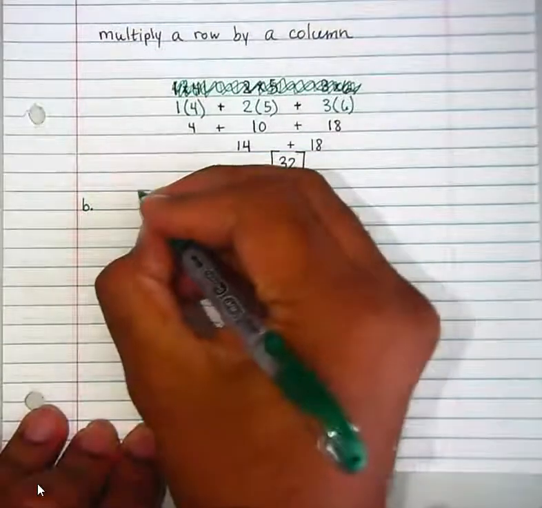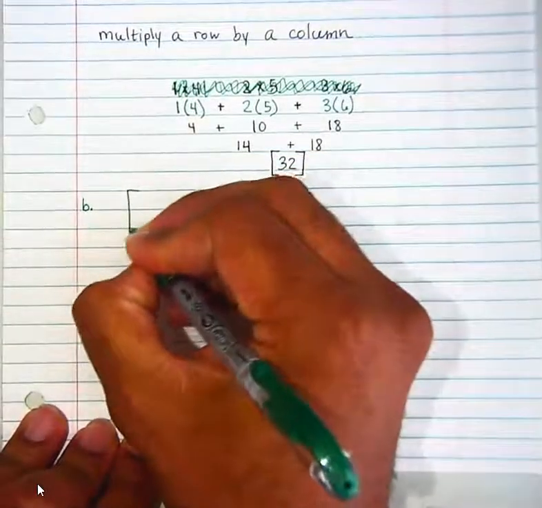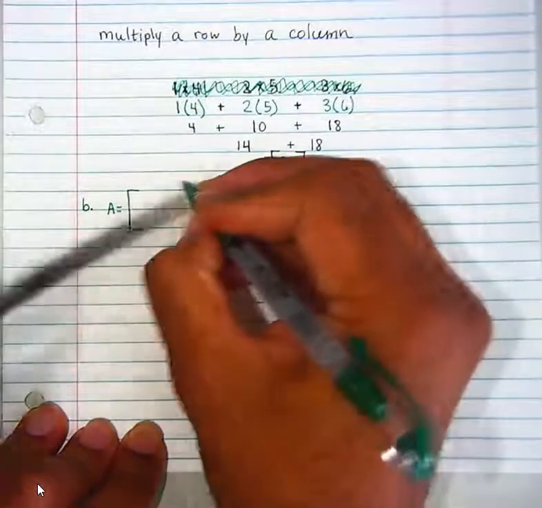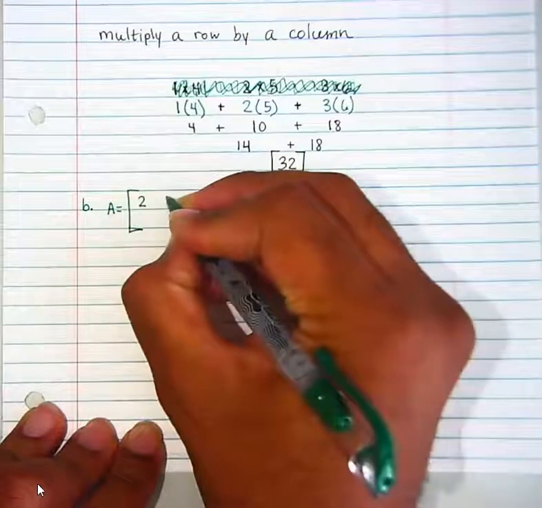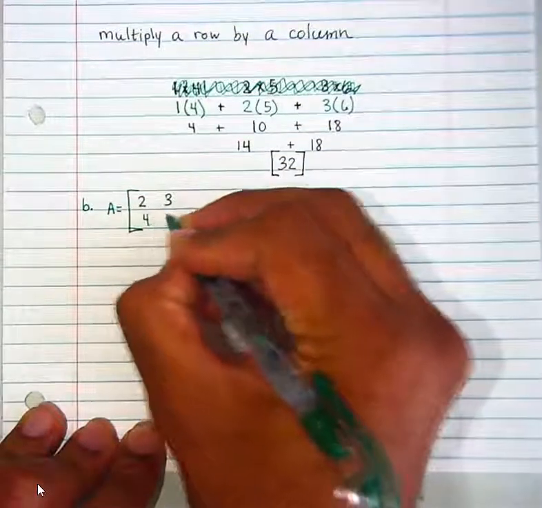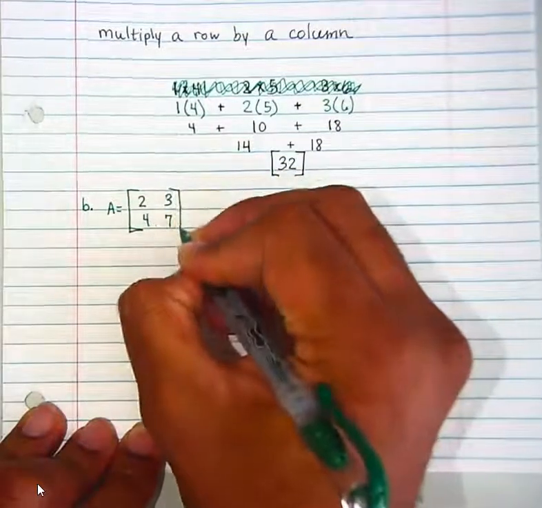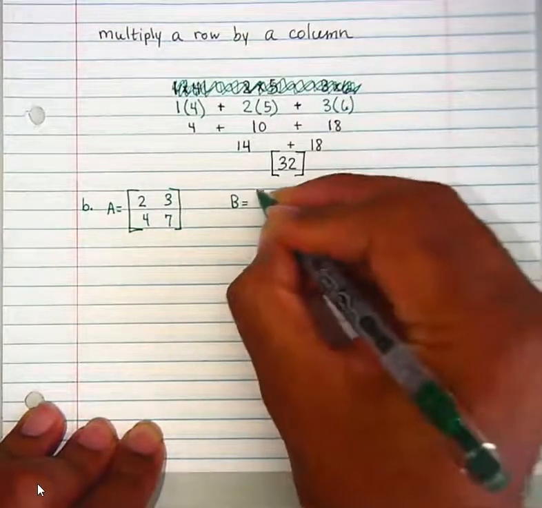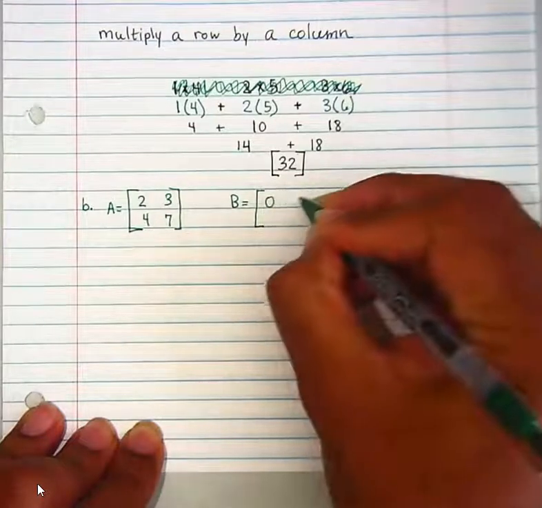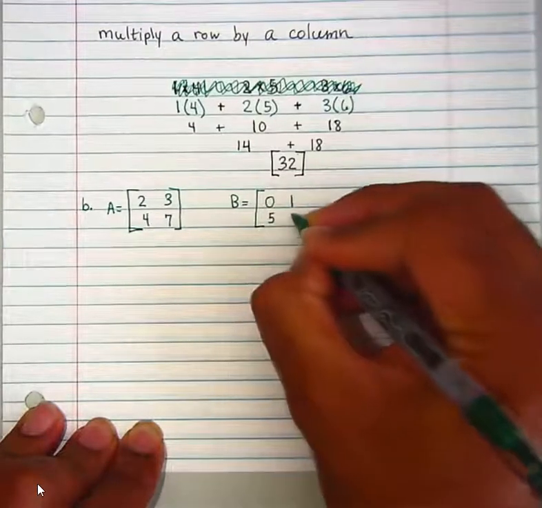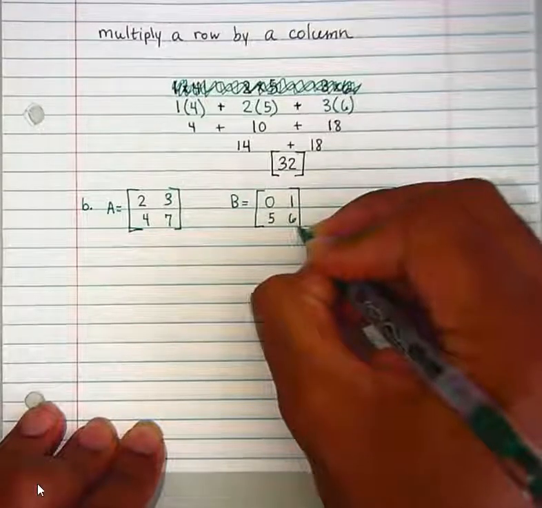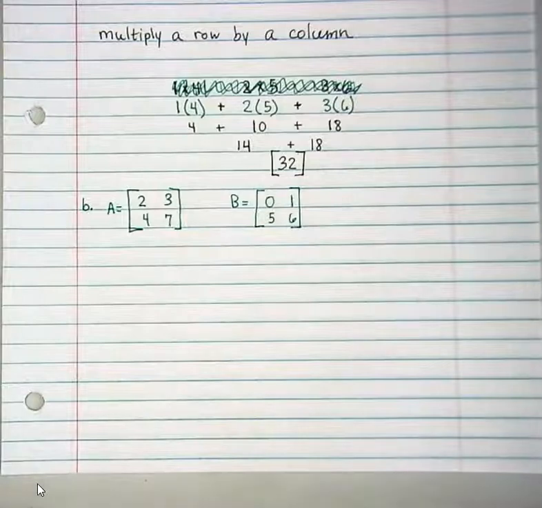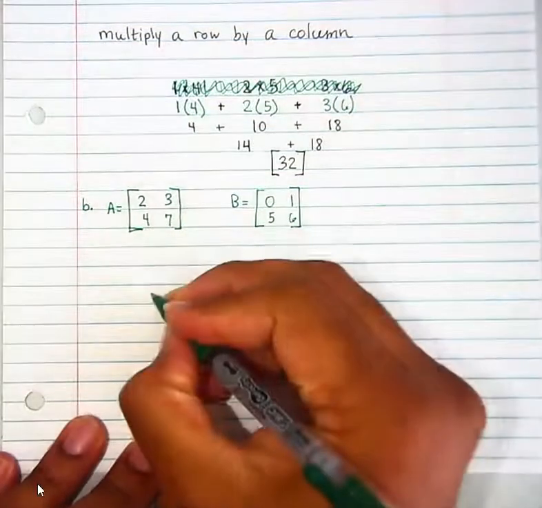All right, so we're still going to multiply. We're going to do it with these two matrices. I'm going to call this matrix A. This is 2, 3, 4, 7. All right, and then B is going to be 0, 1, 5, 6. All right, so again, I'm going to multiply these. And I'm going to do A times B.